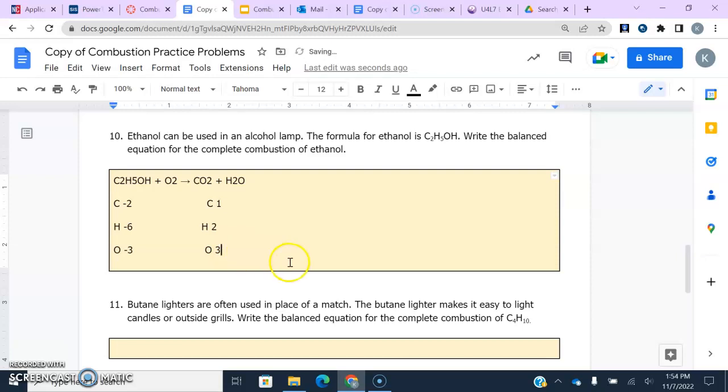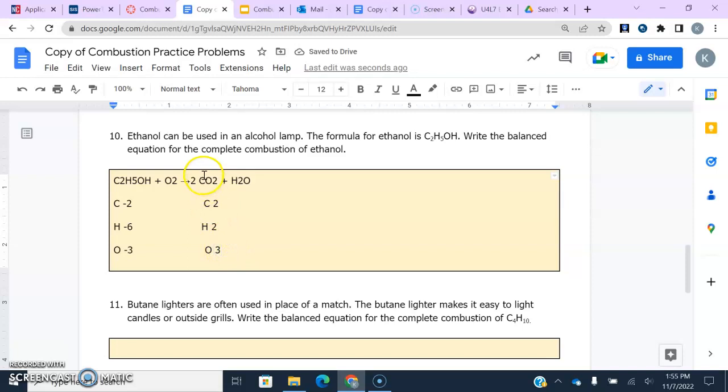3 oxygen. Okay. So now let's go ahead and balance our carbons first because that's what we want to start with. So we have 2 on the left. We want 2 on the right. So I'll put a 2 coefficient in front of my CO2. And remember, we always want to work as we go. So since I put that coefficient there, my carbons now become 2.